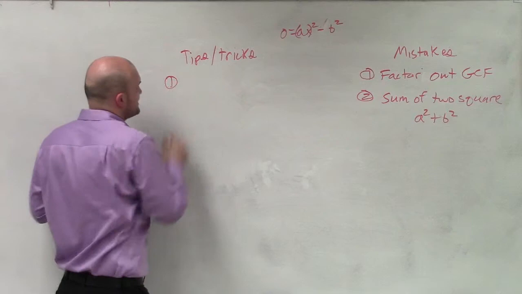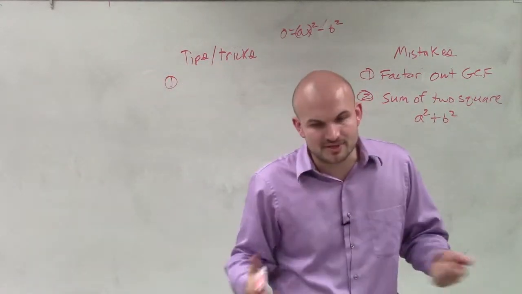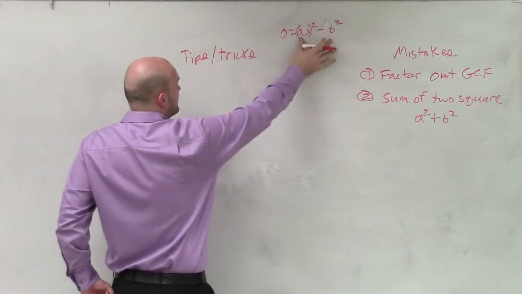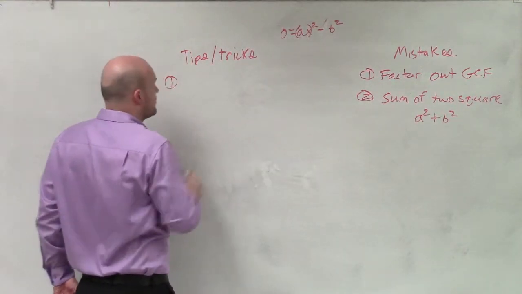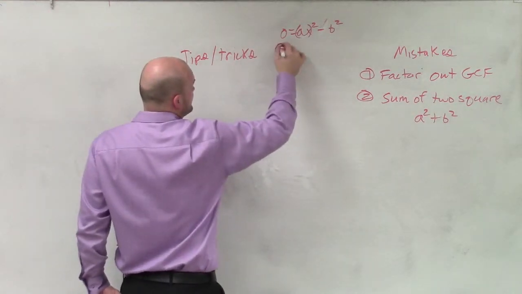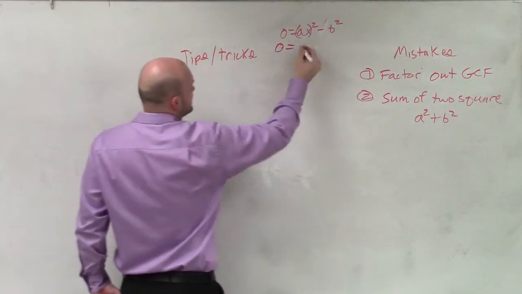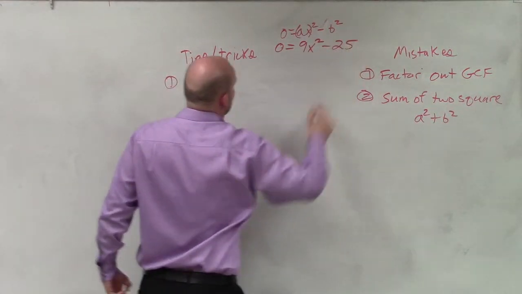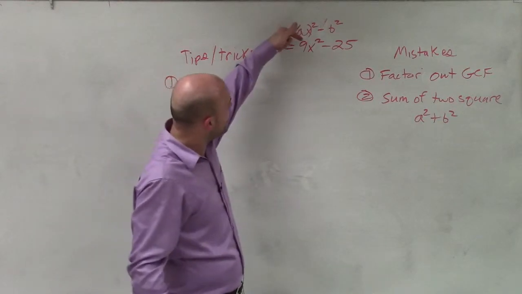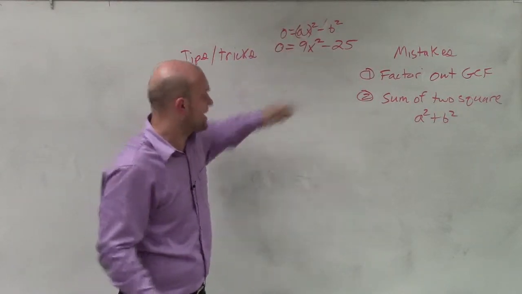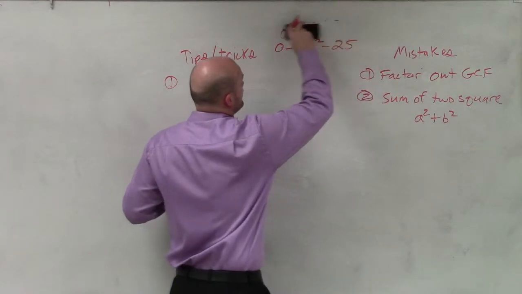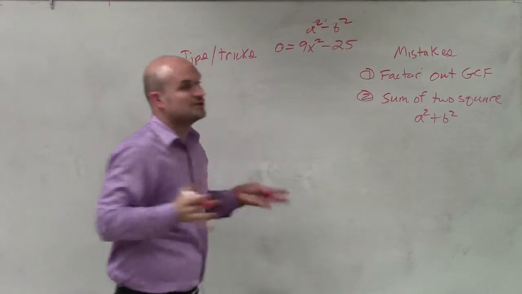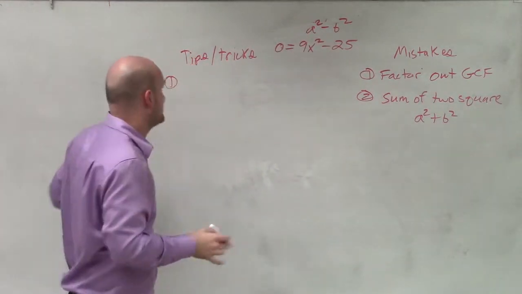Some tips and tricks, besides just identifying your numbers that are going to be squared numbers: let's actually use a number. Let's say I have 9x squared minus 25. Notice that this is my squared term minus my other squared term. I'm going towards a traditional difference of two squares, which is a squared minus b squared. And you probably learned this when you were just learning to factor, not even solving by factoring.